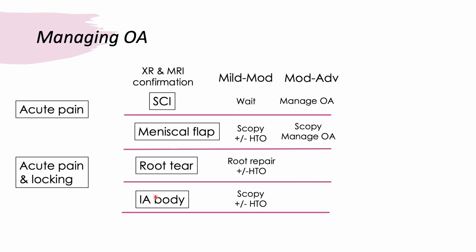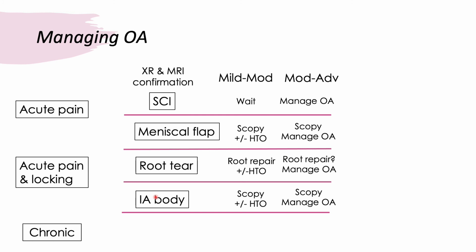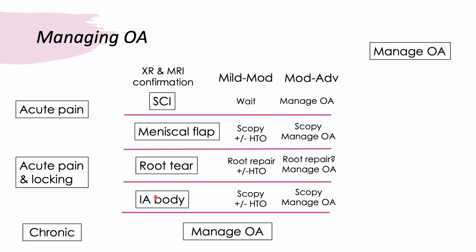Now, whether you decide to do it with an arthroscopic removal of the meniscal flap, with a repair of the root, or with an arthroscopic removal of the intra-articular body is a different story. The third way that somebody may present is with chronic osteoarthritis, in which case you manage osteoarthritis. So how do we manage osteoarthritis?